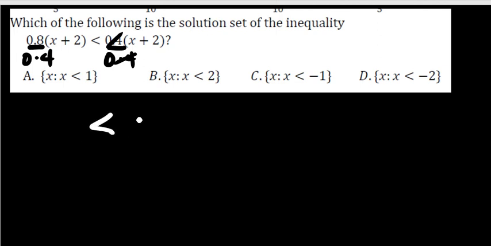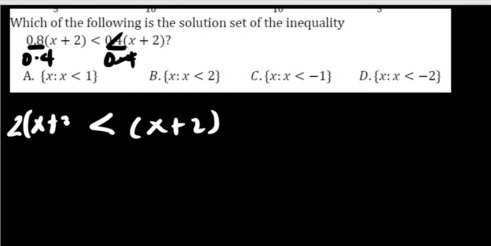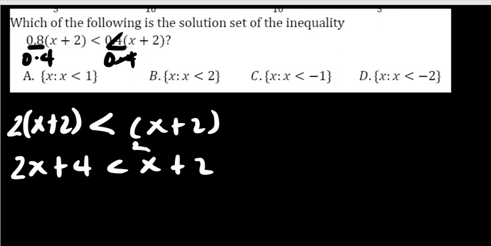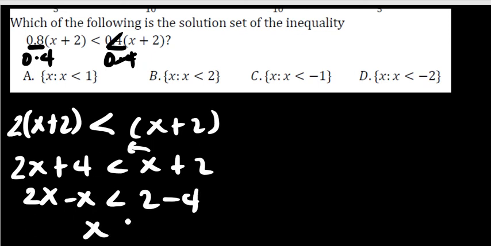Less than just x plus 2 left, the bracket, because 1 left here. Here it will be 2 times, 2 times x plus 2 left. Then multiply by 2. 2x plus 4 is less than x plus 2. Then reshuffle. Bring the x family here. 2x minus x is less than 2 minus 4. The 4 goes. And x less than negative 2. So the answer is going to be x less than negative 2, found in D.